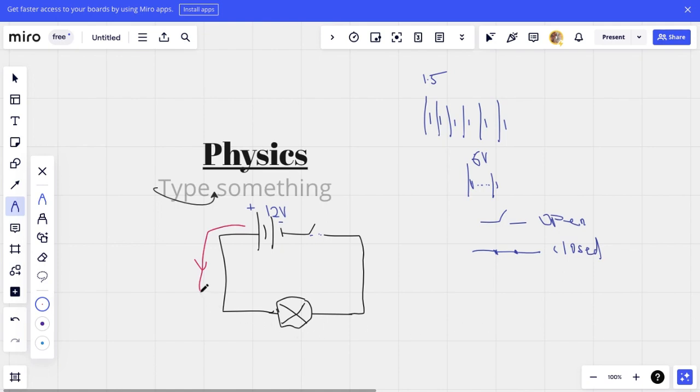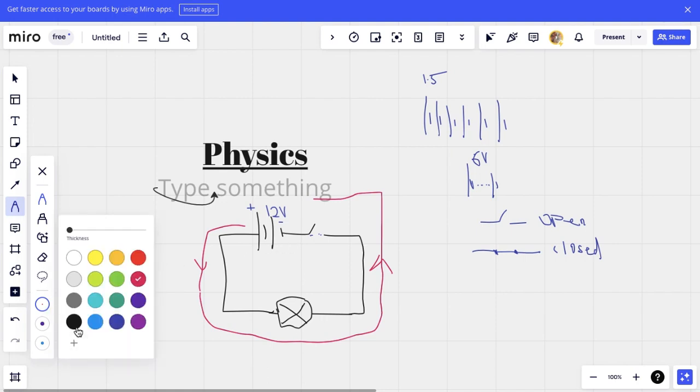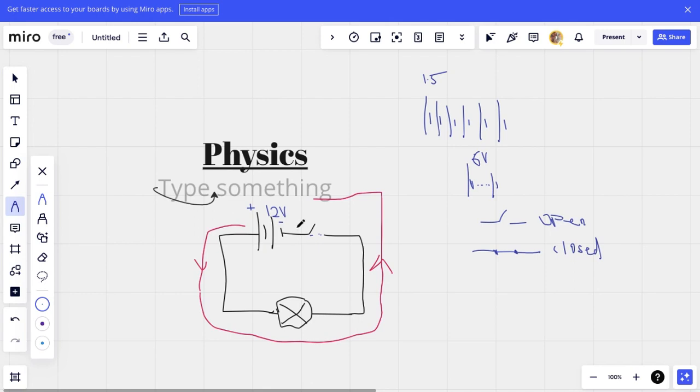Current flows in this direction from the positive terminal towards the negative terminal. That's conventional current. Conventional current flows from the positive terminal towards the negative. But electron flow is from the negative to the positive. Electrons flow from the negative towards the positive.